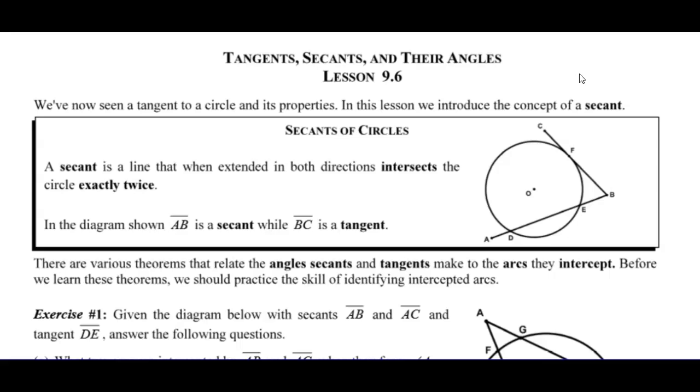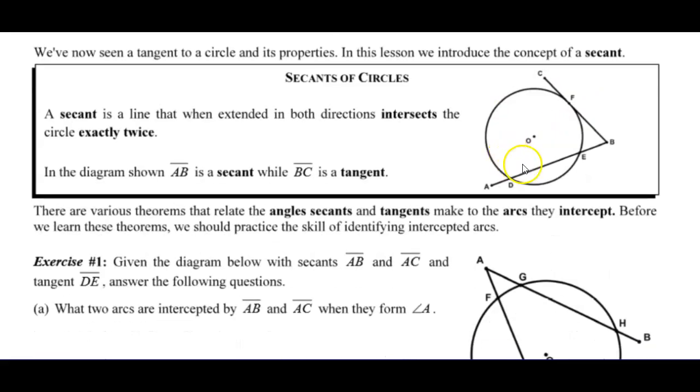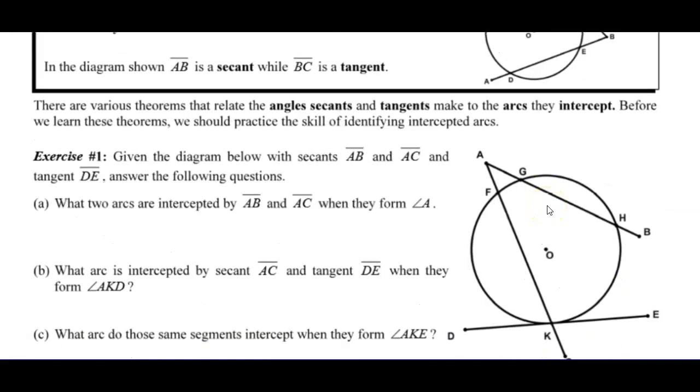So you can see in this diagram here, AB is a secant because it's intersecting the circle twice, whereas CB is a tangent because it intersects it only once. Alright, so various theorems will relate the angles that secants and tangents make according to the arcs that they intercept. So let's try to identify some things about this diagram here.